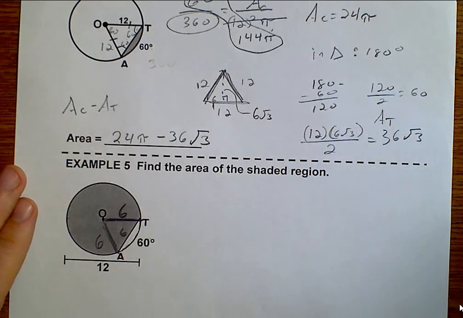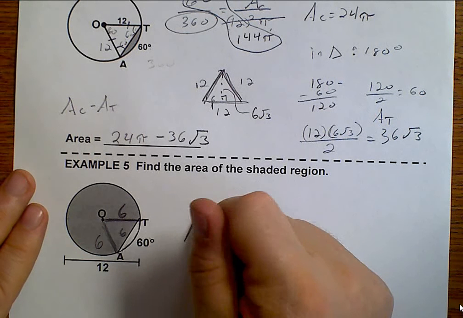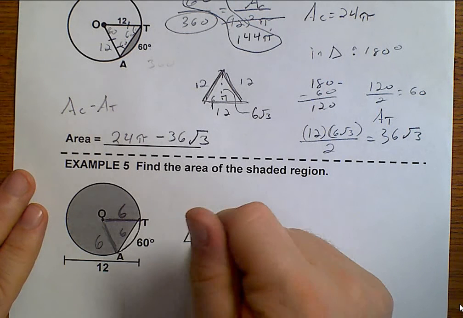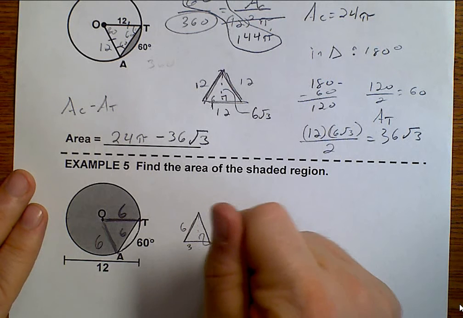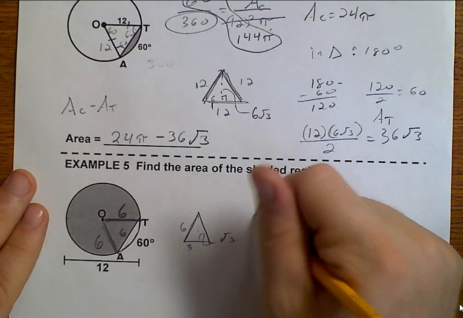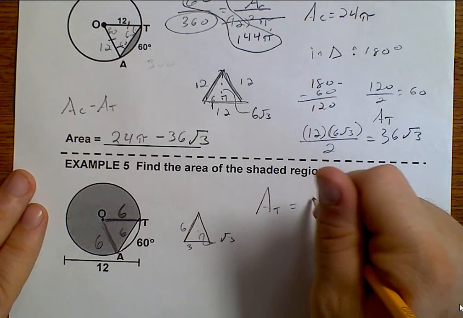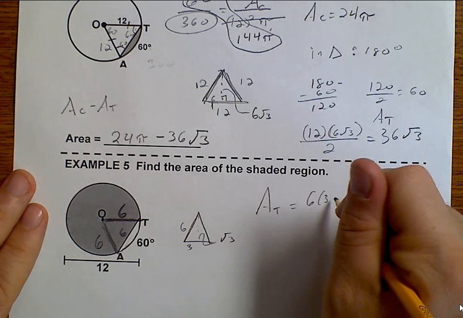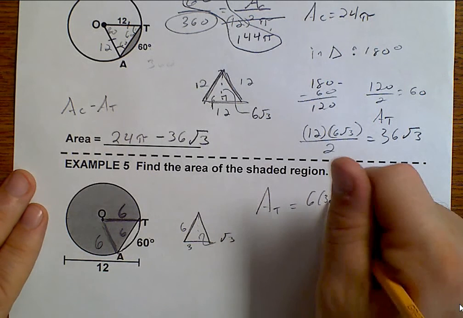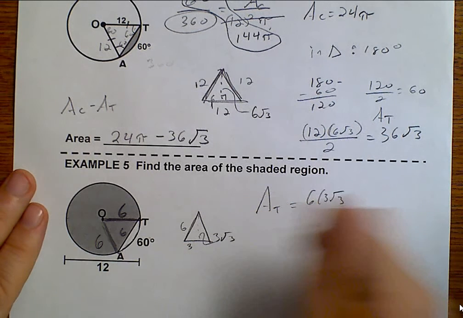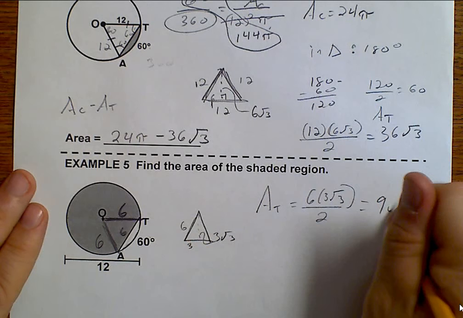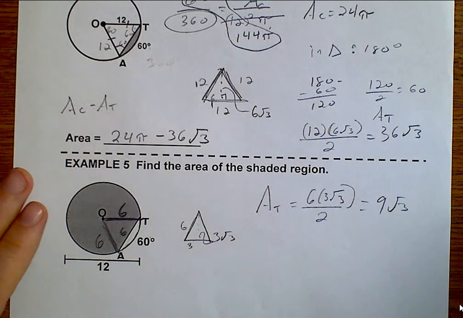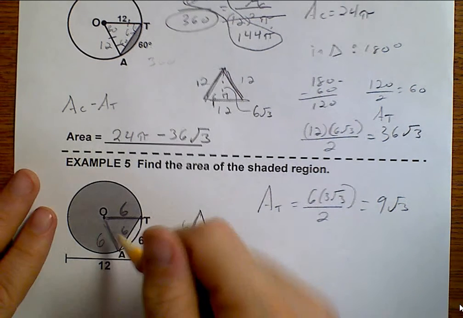So I'm going to go ahead and find the area of this triangle. 3, 6, square root of 3. Area of my triangle is going to be 6 times 3 square root of 3, all over 2, which is 9 square root of 3. That would be the area of just this triangular piece.